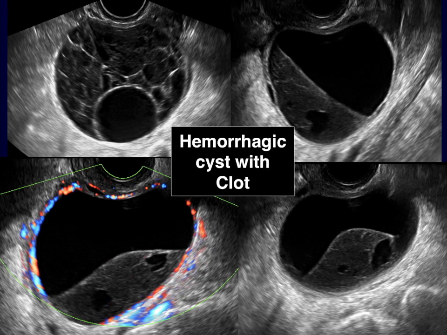The bottom two images are from the same patient, and you can see that there is no color flow inside the clot, which is inside the cyst.